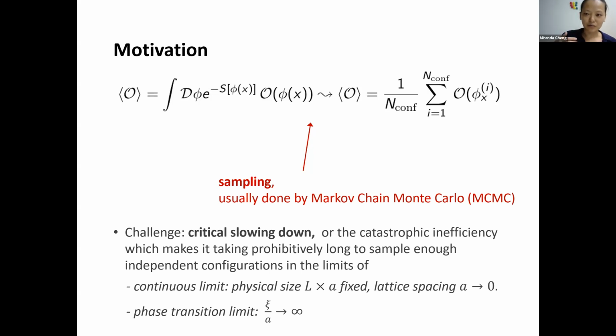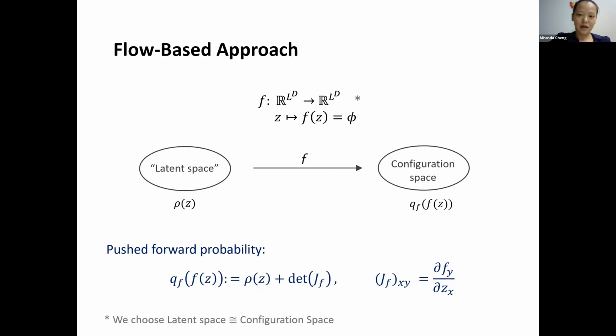Okay, so what's the idea we want to use in order to improve on this? Well, what we want to use is a flow-based approach. What does it mean? It means that we have this configuration space, the space of possible configurations. Well, in QFT, of course, that's infinite dimensional.